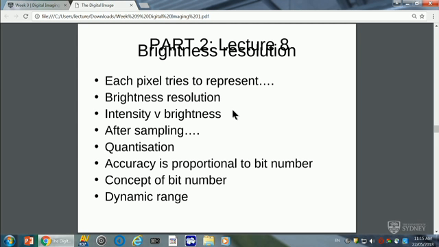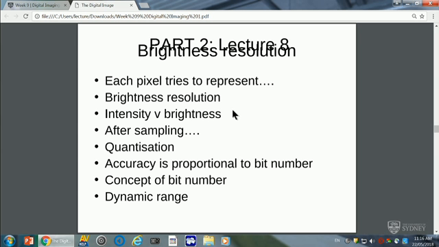The more values you make available to it, the more able you are to record those subtle differences within the patient. Okay, so an 8-bit system will give you 256 values, 9-bit 512, a 10-bit 1024, and so on. That's what I mean by the concept of bit number. The number of bits determines how many gray levels you're going to make available to each pixel. Then each pixel can choose the one of those 256 gray levels that best suits the original information.